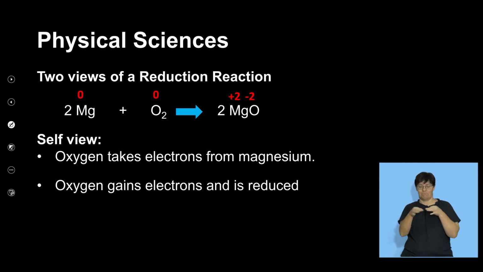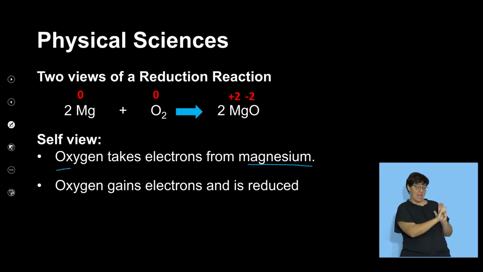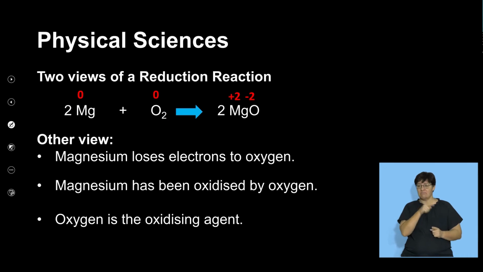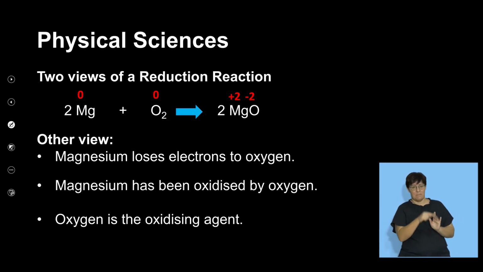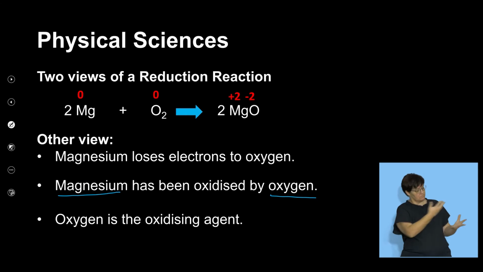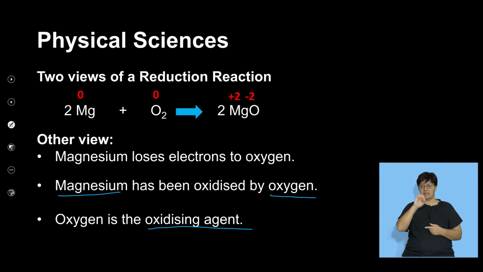Okay, so oxygen takes electrons from magnesium. So the magnesium loses, the oxygen gains, okay? We are saying the same thing. Oxygen gains electrons and is reduced. So reduction has to do with gain of electrons. All right. And then again, we are saying that magnesium has been oxidized by oxygen, right? The loss of electrons by magnesium can be attributed to the willingness of oxygen to actually gain. So oxygen is referred to as an oxidizing agent. Take note of the terminology, very, very important.